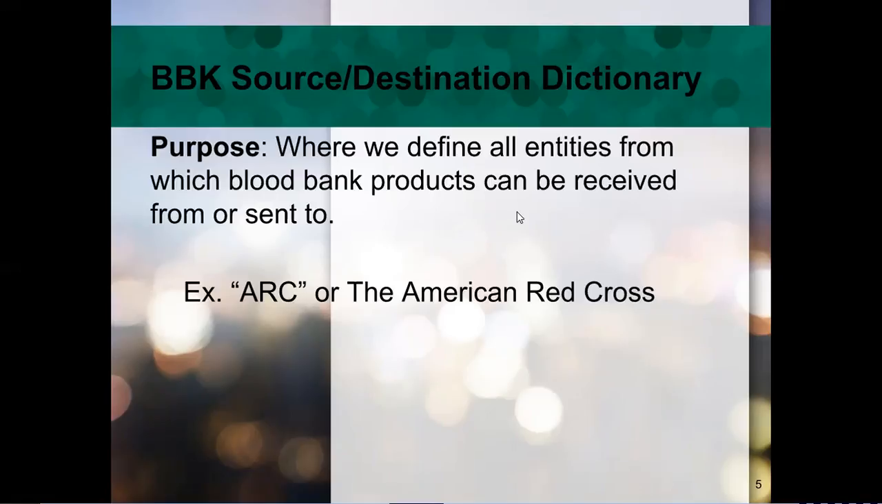The source category is also a sorting parameter for inventory reports. The source category allows you to sort the inventory by originating source. Sources, again, are linked to units via the enter, edit, inventory units routine. So we're going to review the example ARC, or the American Red Cross.